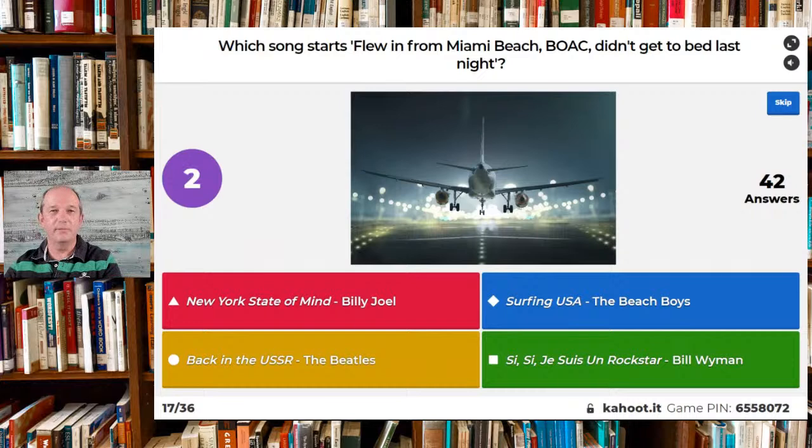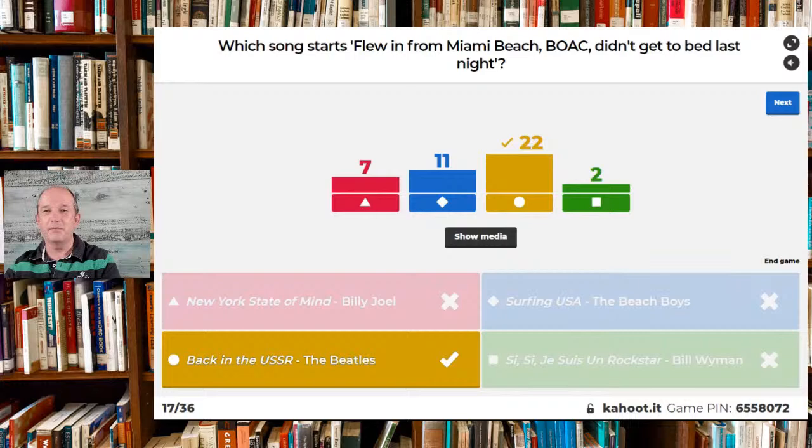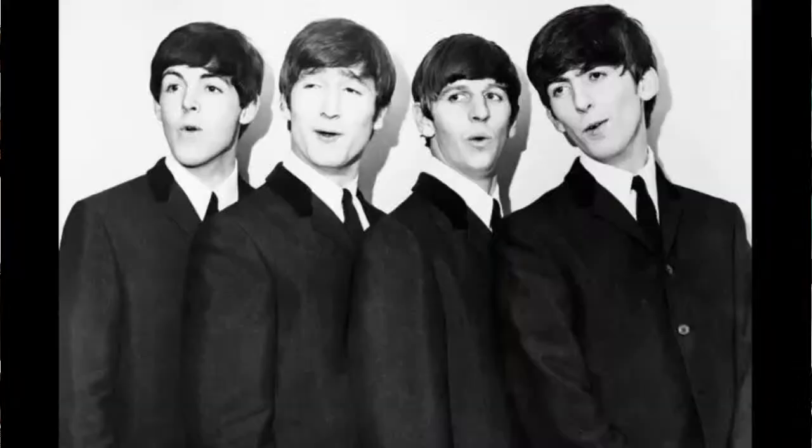There we go. The answer is Back in the USSR by the Beatles. So that was the correct answer. Really interesting to see that some of you didn't get that right. So again, it's one of those ones we think, wasn't that easy? Because come on.